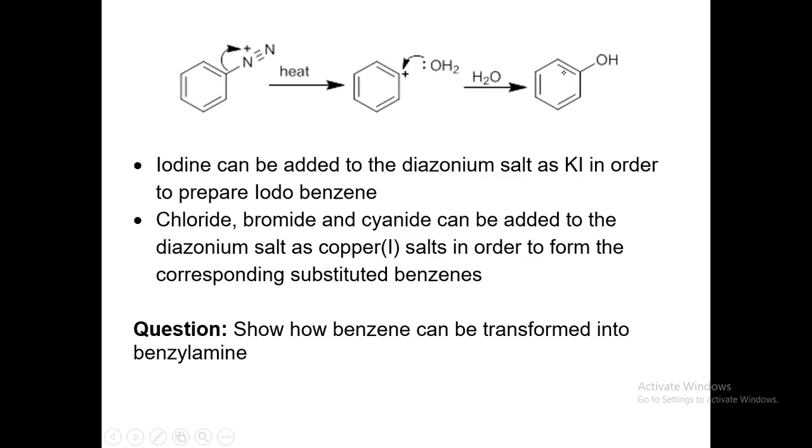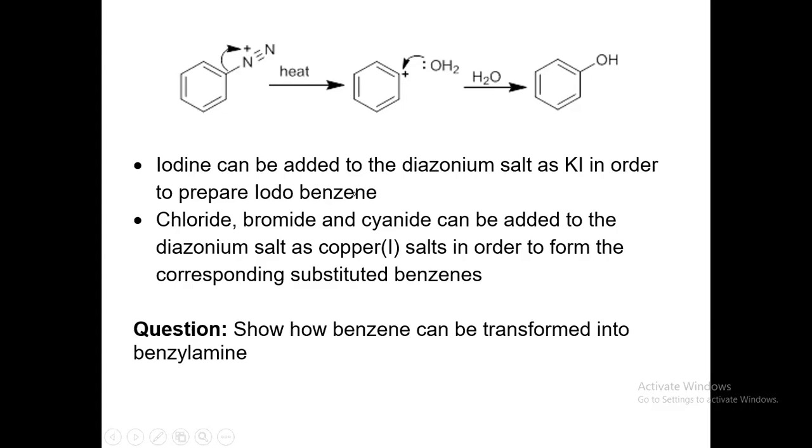Now when you create a positive charge there, in the presence of water, we can form phenol. So this is how phenol is formed. When we were talking about phenol, we said that it is better formed with the diazonium salt. If you have your diazonium salt, the only thing you need is heat and water. So after getting your diazonium salt, you need heat and water to form phenol. Let's note this one. After forming your diazonium salt, you need heat and water to form your phenol, right?